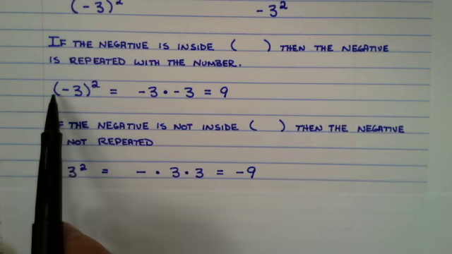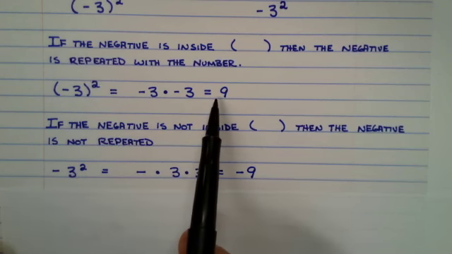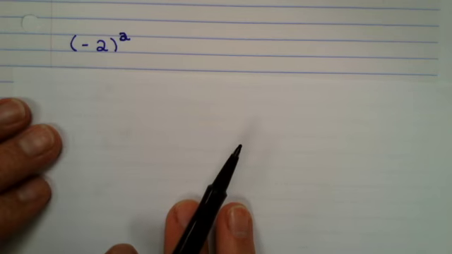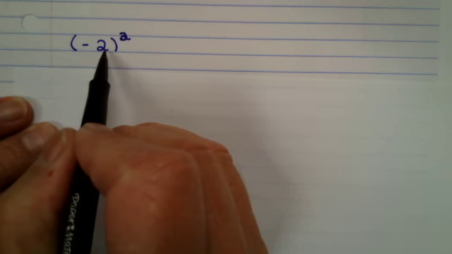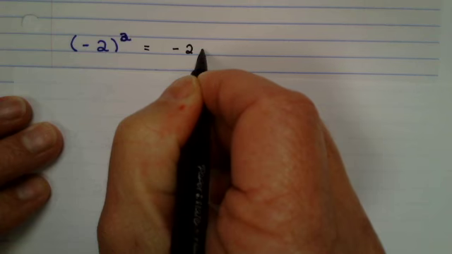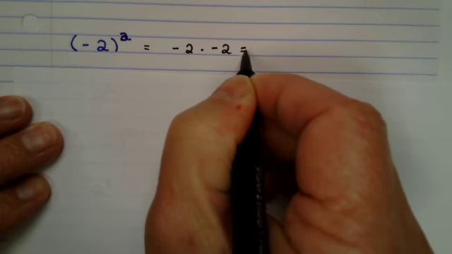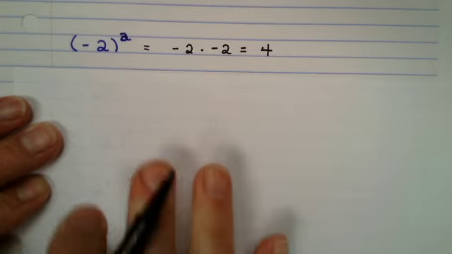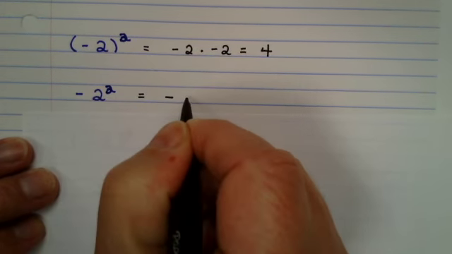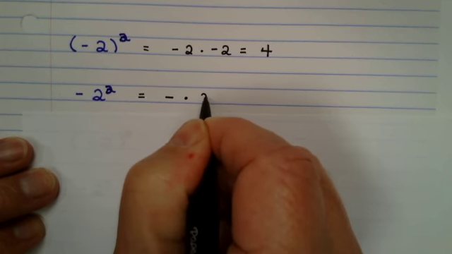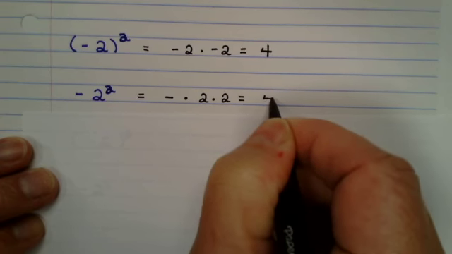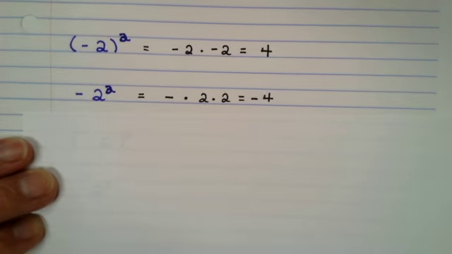So again, if there are parentheses, the negative goes with it. When there are not parentheses, the negative does not get repeated. Examples. The negative is inside the parentheses, so this is going to be negative 2 times negative 2. A negative times a negative is a positive. This example, there's a negative, and then it's being multiplied 2 times 2. 2 times 2 is 4, and then I put that negative with it.